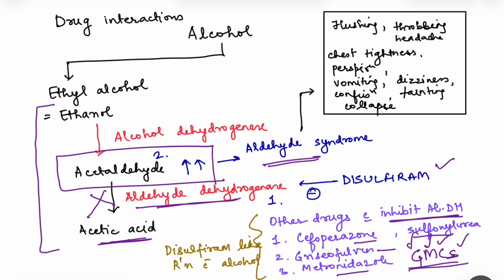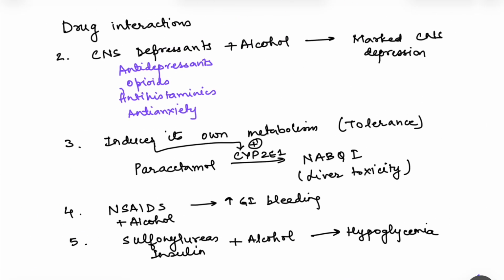So if these drugs are taken by the patient and he takes alcohol, then he can have this disulfiram-like reaction, and the person can die as well. So when these drugs are started, the person has to be counseled not to take alcohol. Then since alcohol is a CNS depressant, any CNS depressant taken along with alcohol will cause marked CNS depression.